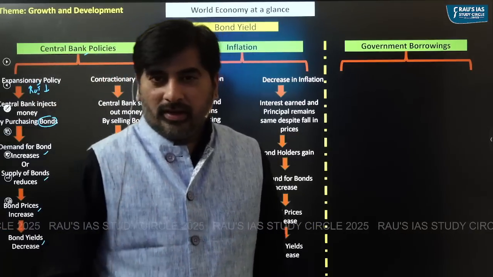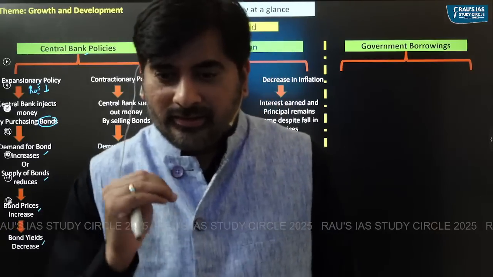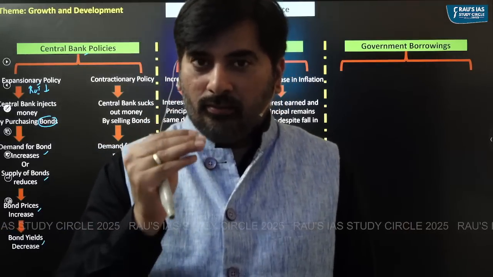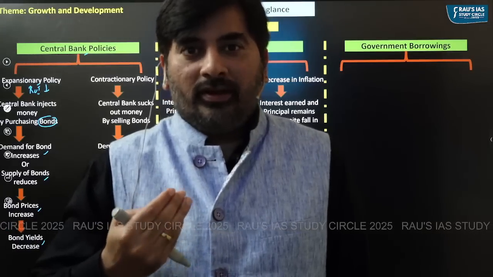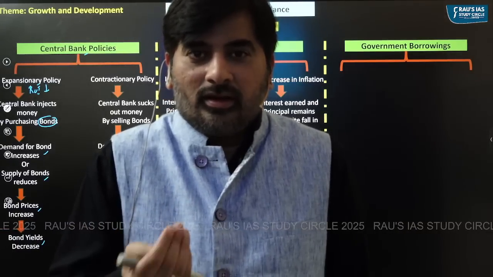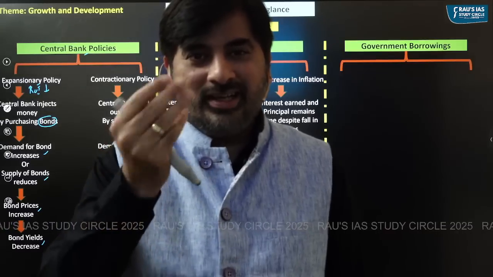How does government borrow money? Government borrows money by issuing bonds, right? Think of it, government is borrowing more amount of money. To borrow more amount of money, government will issue more bonds. If government issues more bonds, what will happen to supply of bonds? Supply of bonds will increase.